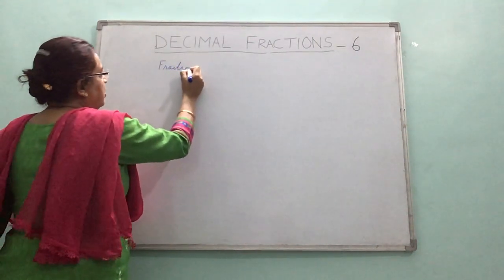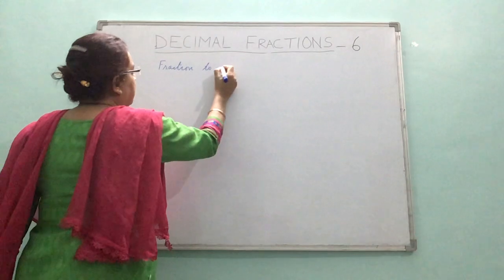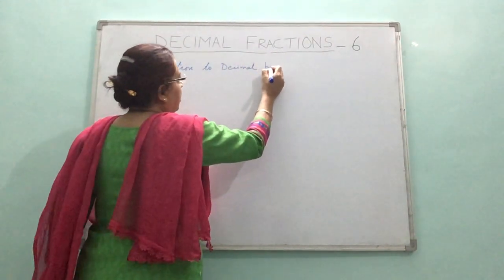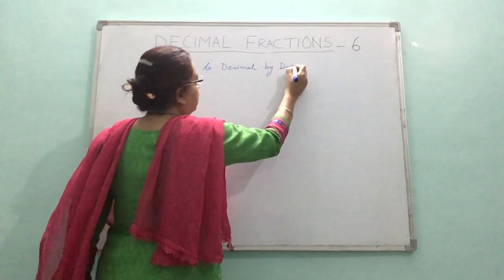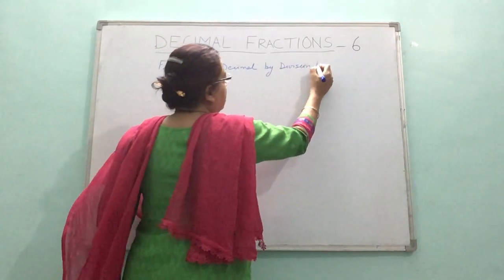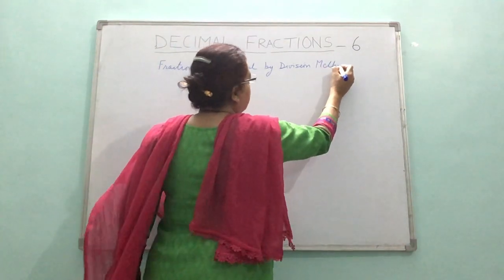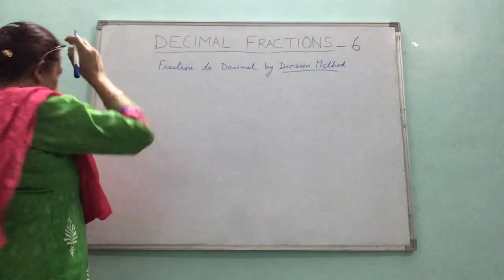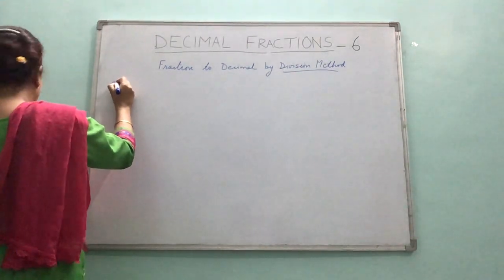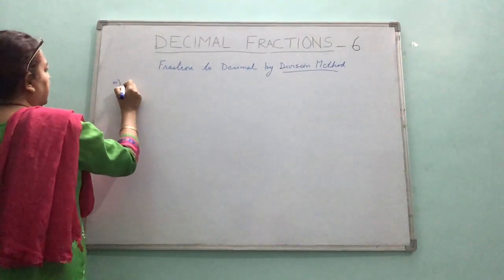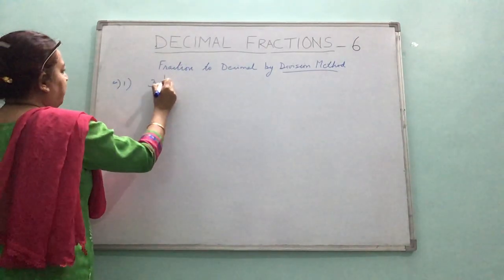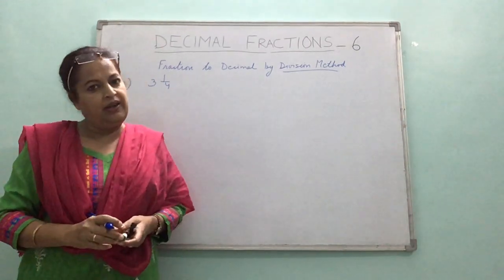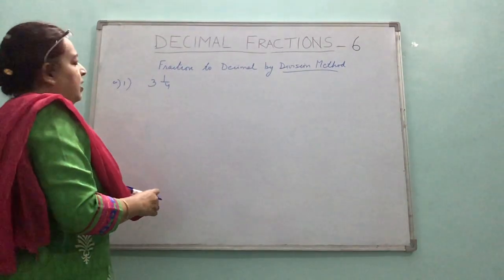So I'm taking up today's beginning: conversion of fraction to decimal by division method. This is my heading. So I am taking an example. Example 1: 3 whole 1 by 4. I have just taken a mixed fraction. It can be any fraction.